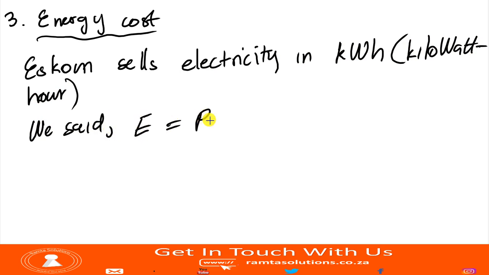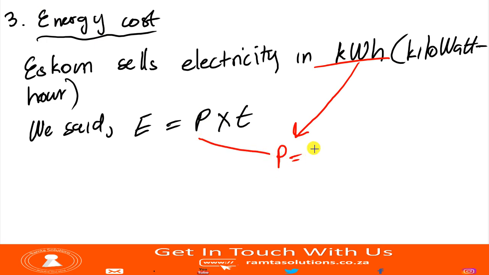Now, remember, we said energy is equal to power times time. According to this, the power must be in kilowatts, and the time must be in hours. Okay, so then you get a tariff.